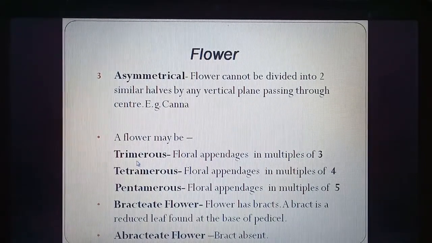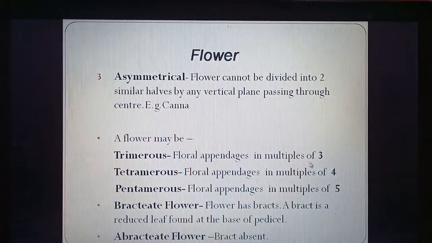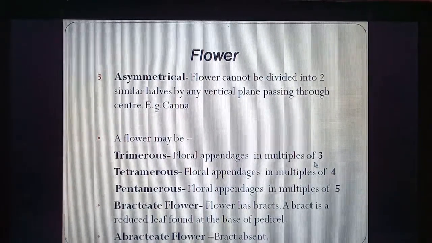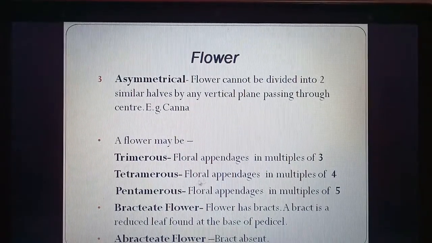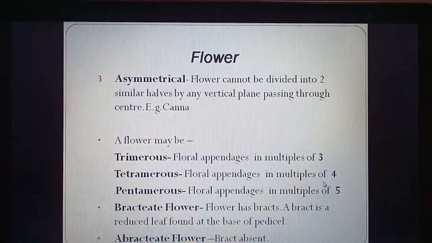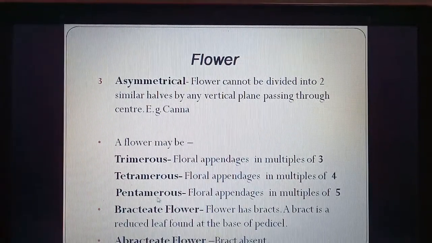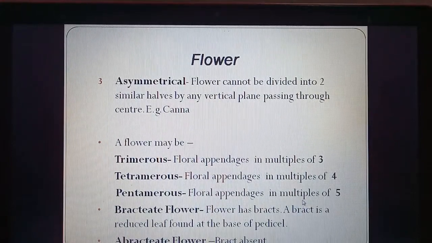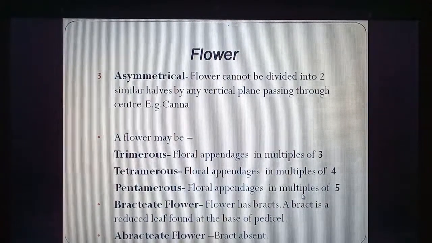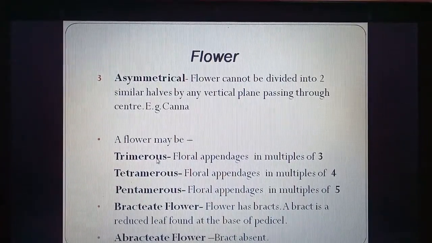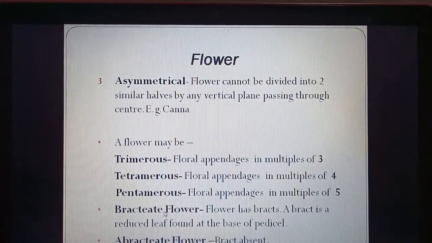So a flower may be classified according to the number of parts, means petals, sepals. They may be trimerous. It means the floral appendages or parts are in multiples of 3. It means 3, 6, 9 or 12. Tetramerous, when the flower has parts in multiples of 4, means 4, 8, 12, 16. Pentamerous, it means the flower has multiples of 5, means 5, 10, 15, 20. So flowers may be of different types according to the number of floral parts.